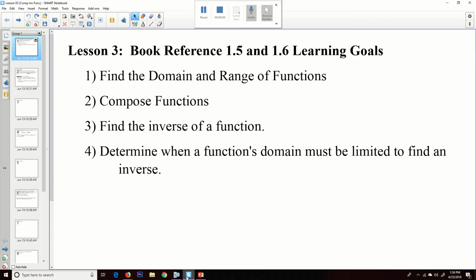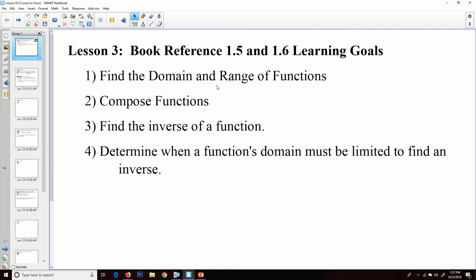Today we're going to find the domain and range of functions. We are going to compose functions. We are going to find the inverse of a function, and we're going to determine when a function's domain must be limited to find an inverse. And that's something that we will use again and again this year simply because we're going to spend a lot of time in trig, but we'll get to that.